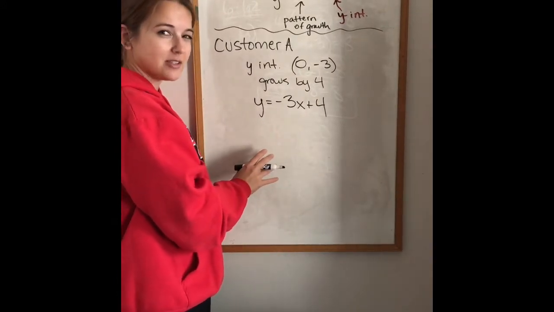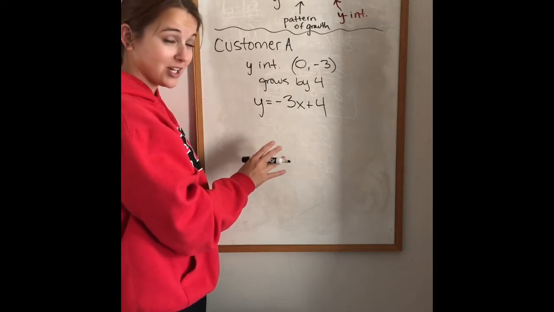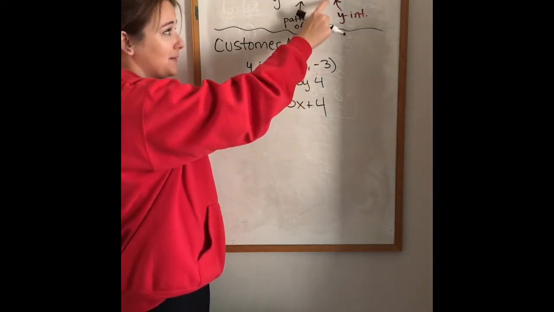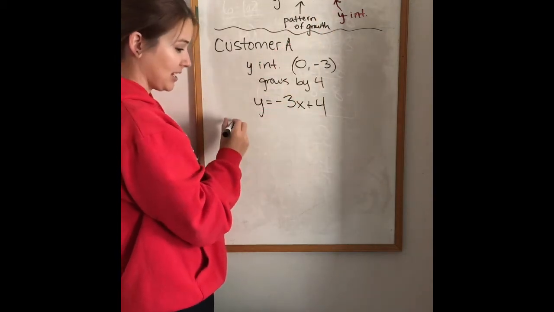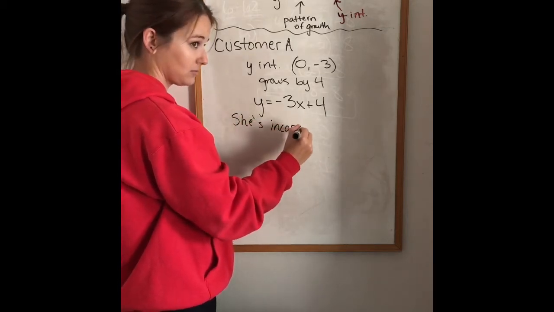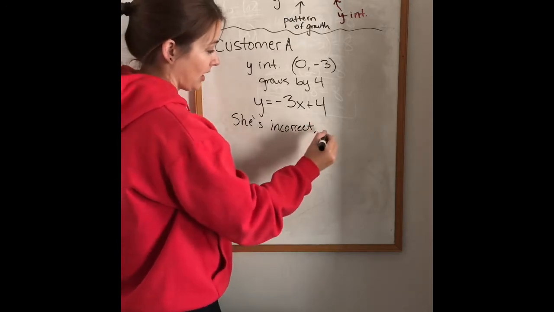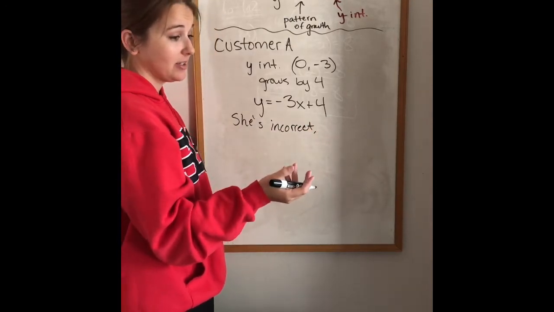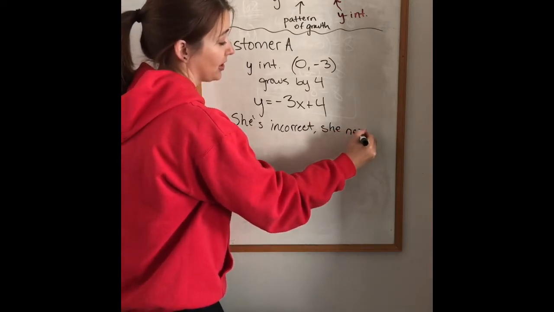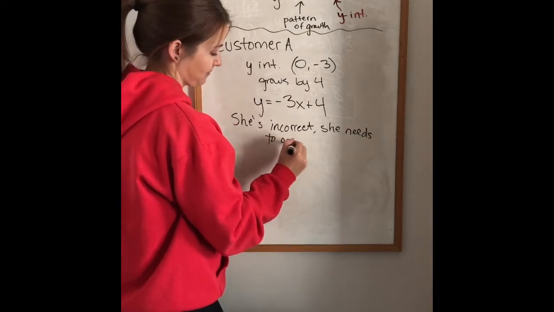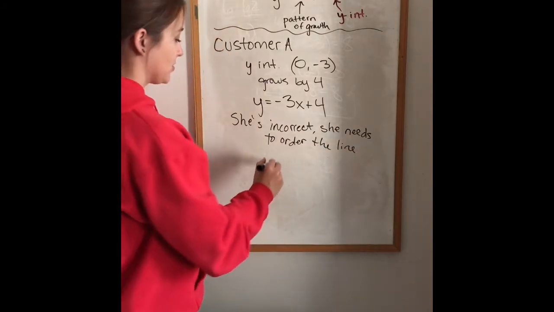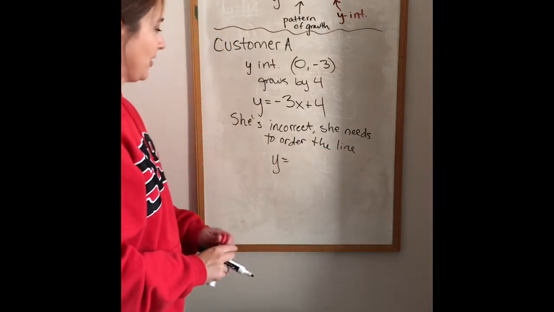And I saw a few of these mistakes on some of our tests that we've done in 8th grade so far. So be sure you remember that the b is our y-intercept. So I'm going to say that she's incorrect. And I'm going to say what her actual line that she meant to order is. Let's correct her. So she needs to order the line.